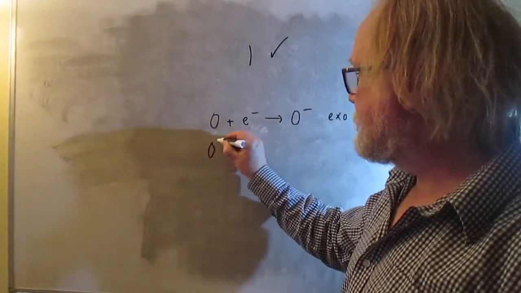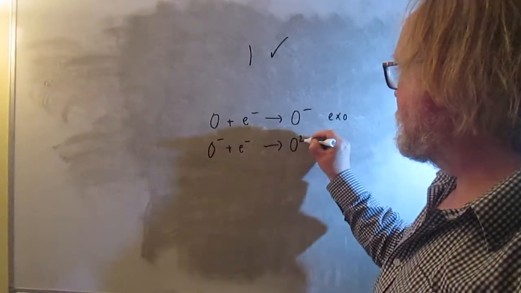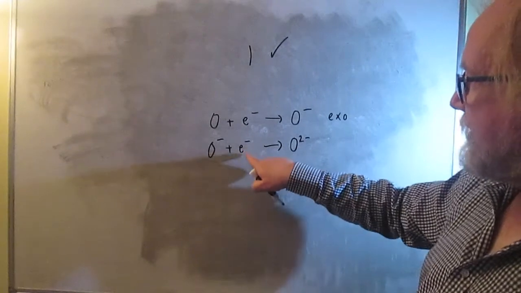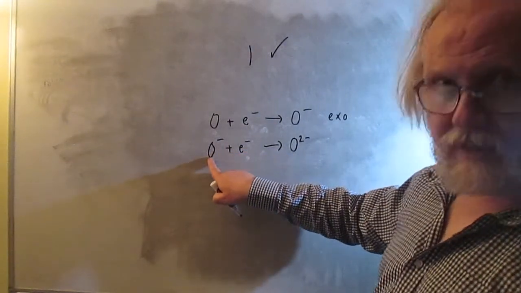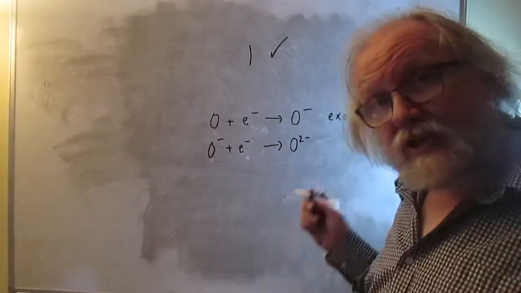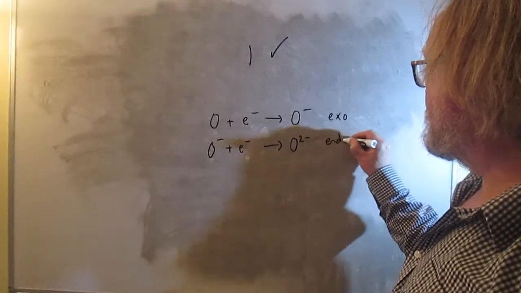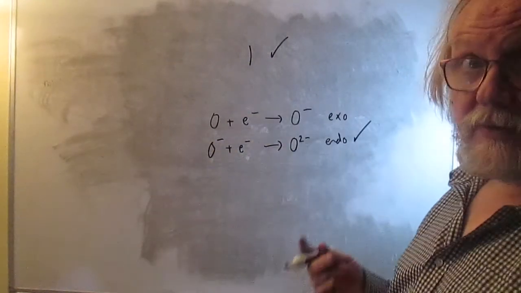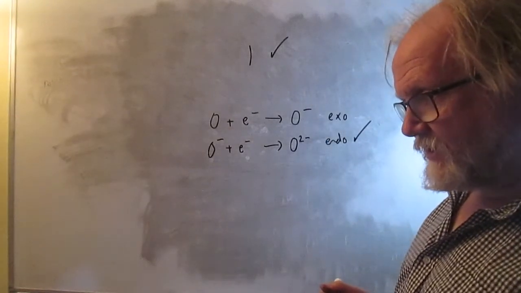But this is asking about the second electron affinity, which is this one. And you can see the problem now is that you're trying to attach a negatively charged electron to something that's already negatively charged. And the repulsion between those two charges means you have to put energy in to force them together. So that one will be endothermic, and therefore that one is also endothermic. So yes and yes for the first two.